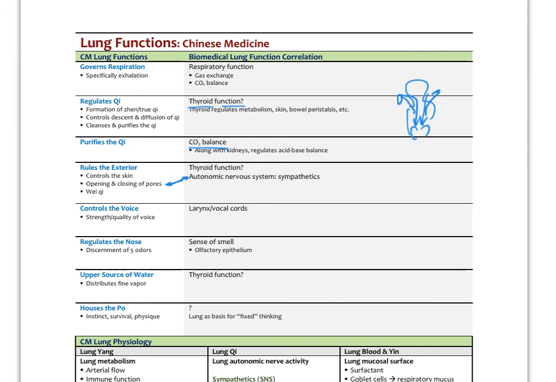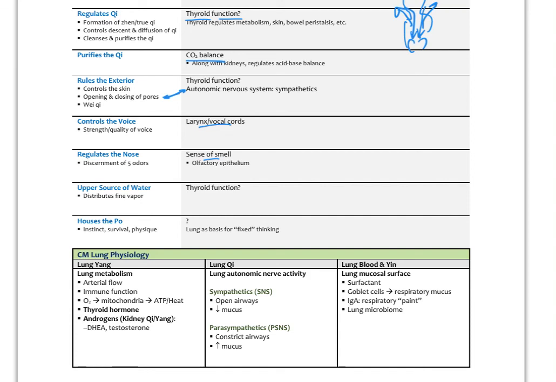Controls the voice. We can think of that via the larynx and the vocal cords. Regulates the nose, the sense of smell. We talked about how the lung system is connected, obviously, with the olfactory epithelium. And then we think of the upper source of water, so it distributes the fine vapor to the body. Again, thyroid functions tied in with that, and we see frequently with hypothyroidism, low thyroid, puffiness, edema. People get what's called myxedema. It's edema in the tissues, and they become very sponge-like. So we can think of the thyroid assisting the lung in that action.